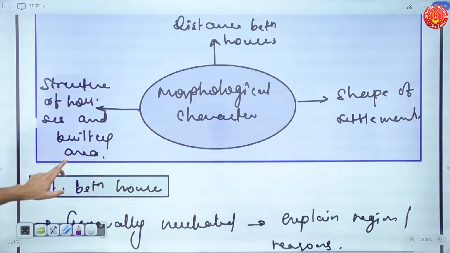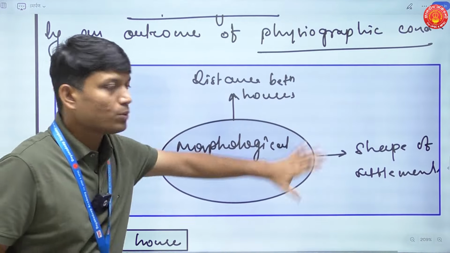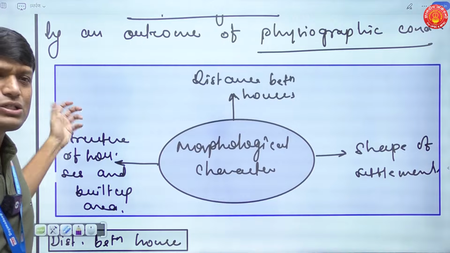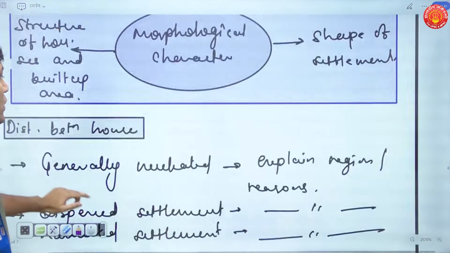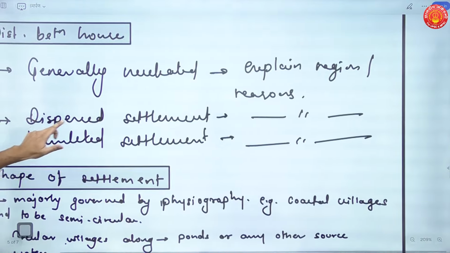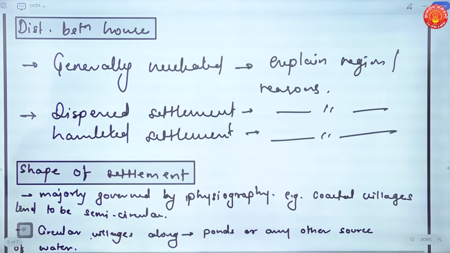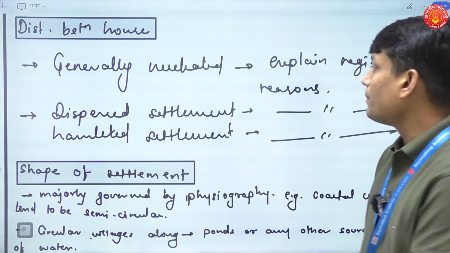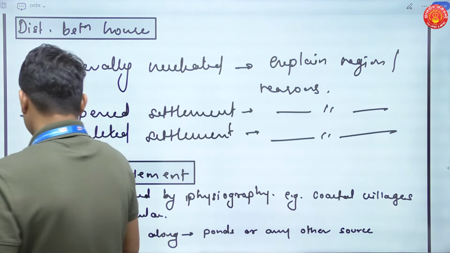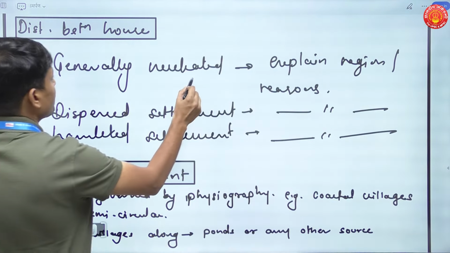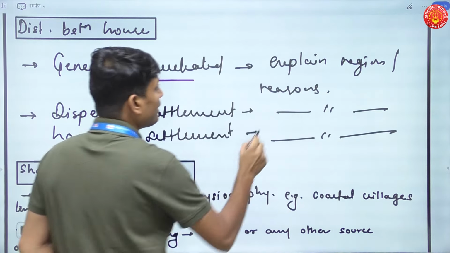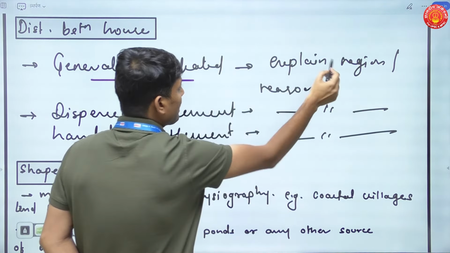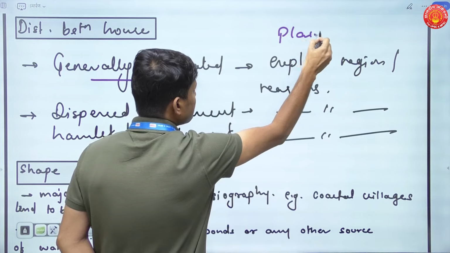Now I'm going to focus more on these two parts. You can briefly mention the third part as well. So let's talk about the distance between houses, or compactness of rural settlement. These points of compactness, when it comes to rural settlements, they will be nucleated if they are in the region of plains, right?